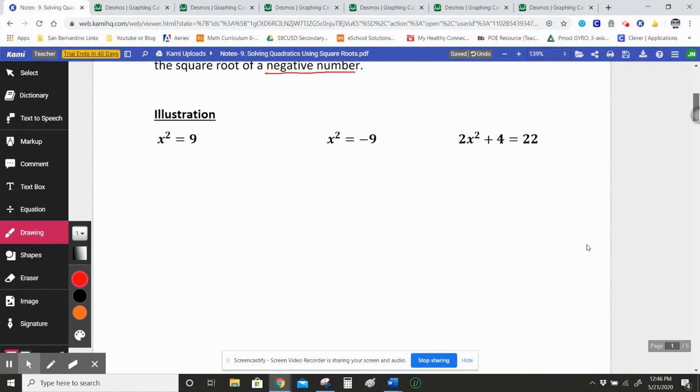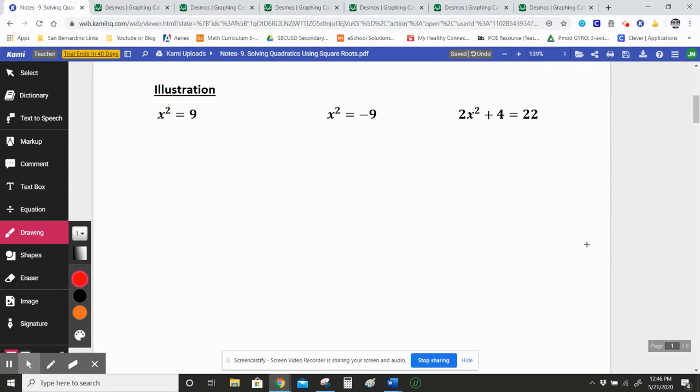So I'm going to jump right into some illustrations right here. Like I said, these are kind of like what the example problems are going to look like. I'll do some more examples in a little bit, but it's kind of quick and to the point.